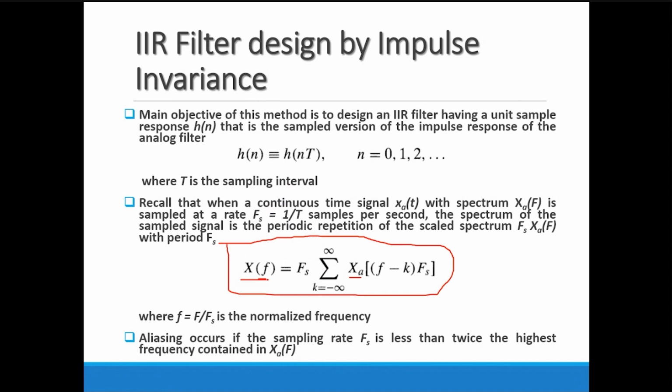So we are taking one analog signal as an input, taking its frequency response, multiplying it with the sampling frequency, and we obtain this. Here the aliasing occurs if the sampling rate fs is less than twice the highest frequency contained in X(f). So this is the Nyquist criteria.